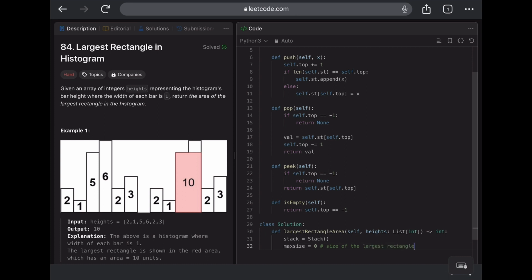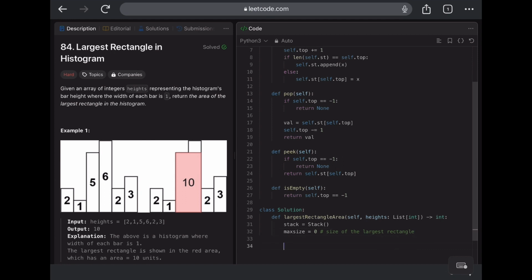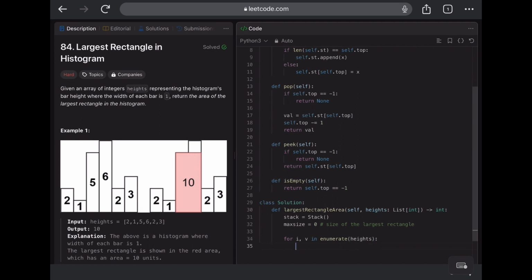Okay, remember that we had to calculate the max of all the rectangles. Well, this is going to keep track of that while we go through the array. Okay, let's start our for loop now. And we're going to use the enumerate function on the heights array so that we can get the index of every value in the list. Then we move on to the stack and see if it is empty or not.